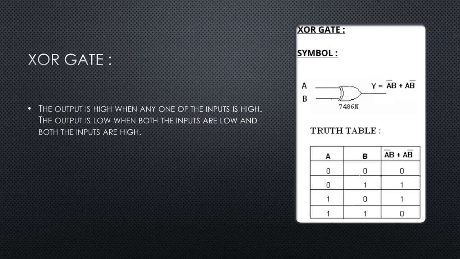And so finally we have the XOR gate. In an XOR gate, the output is going to be high when any one of the inputs is high, and the output will be low when both the inputs are low and when both the inputs are high. So let's take a look at the simulation.